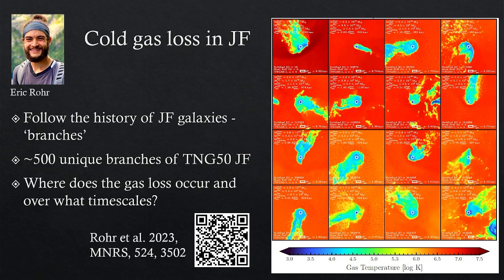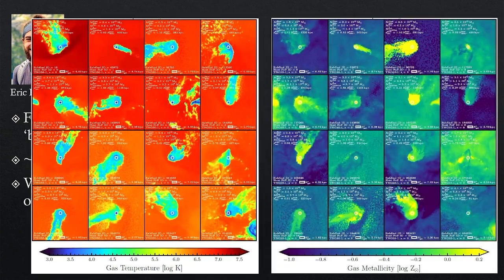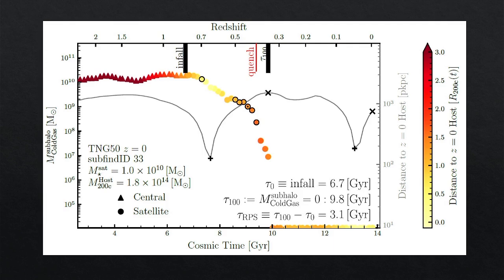This is about 500 branches, and these are pictures of jellyfish. You can see that the cold gas emanating from the galaxy is higher metallicity than the surroundings. This is indeed the ISM gas being stripped, as we'd expect. If you follow one of these galaxies before infall, when it's a central, you can see how it's losing mass as it goes. After infall, this line shows the mass loss. This line shows its distance from the center. So this is the first pericentric passage. This is the second pericentric passage.